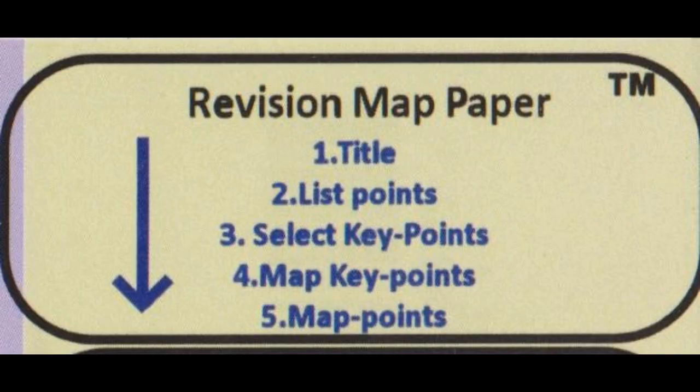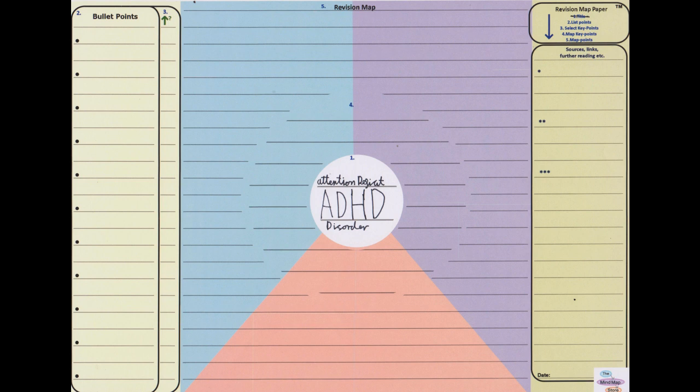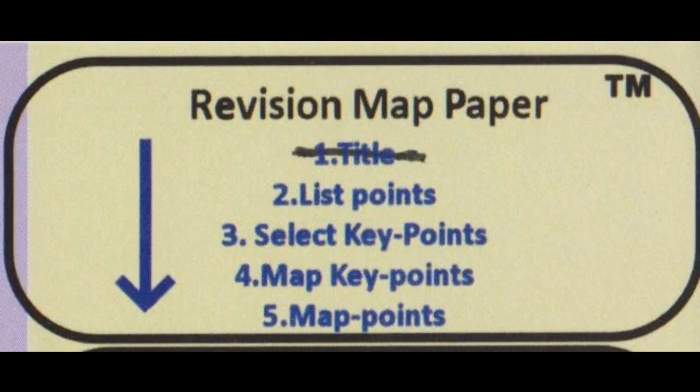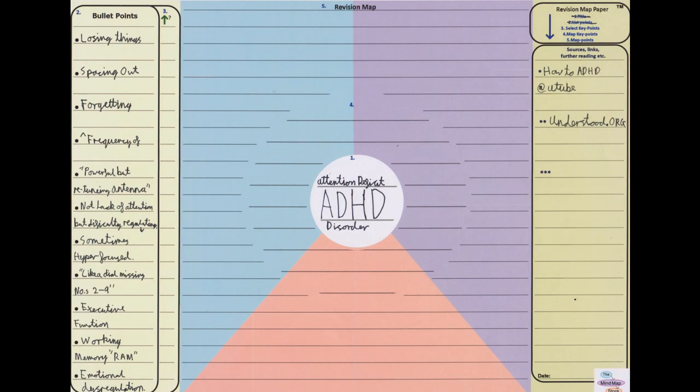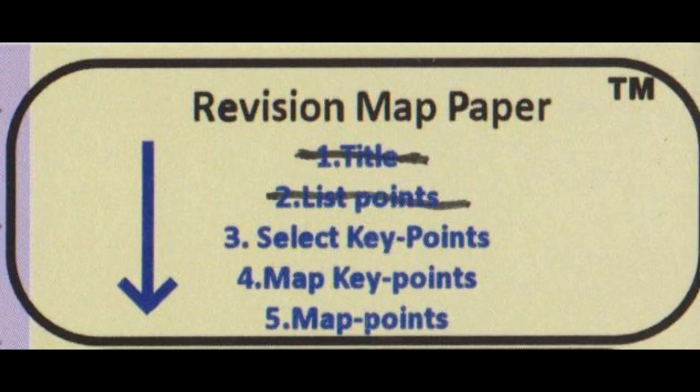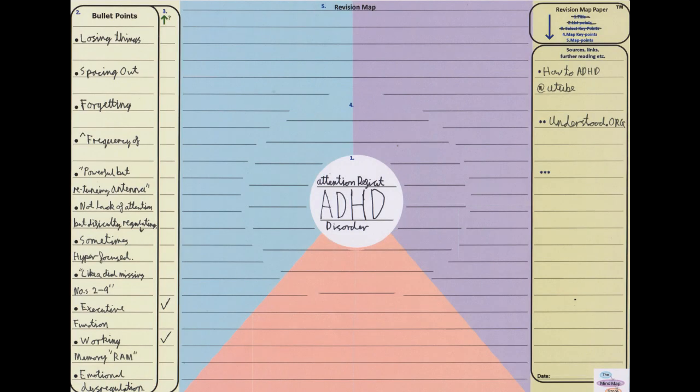1. Put your title in the centre. 2. Do your research listing bullet points. Also consider listing your sources in case you want to come back to them later. 3. Select your key points.